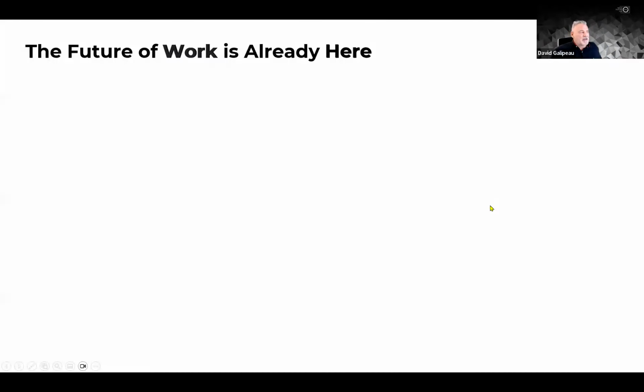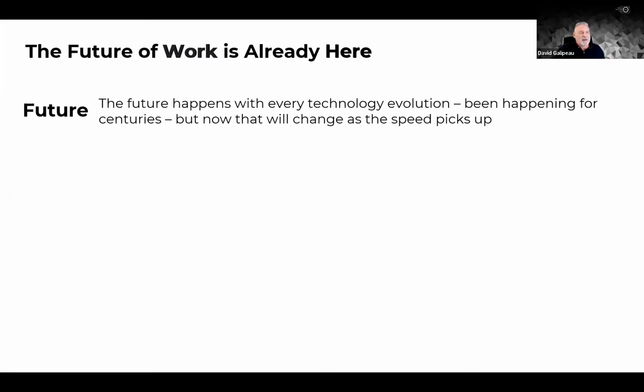So as we start to get into it, the future work is already here, and this happens quite often. When we talk about the future, we talk about technology and evolutionary change that happens continually. It's been happening for centuries. The problem now is things start to pick up. So we're facing an environment of speed and complexity that's starting to hit us right now. So the future is coming fast.